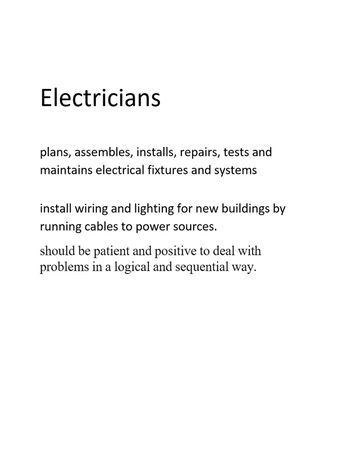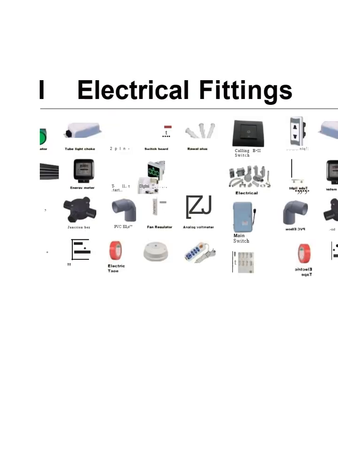Electricians plan, assemble, install, repair, test, and maintain electrical fixtures and systems. Install wiring and lighting for new buildings by running cables to power sources. Should be patient and positive to deal with problems in a logical and sequential way. Here's another big part of the electrical world: all the fittings that attach the piping to the fixtures. It's just amazing how many little parts there are, but they're all required.